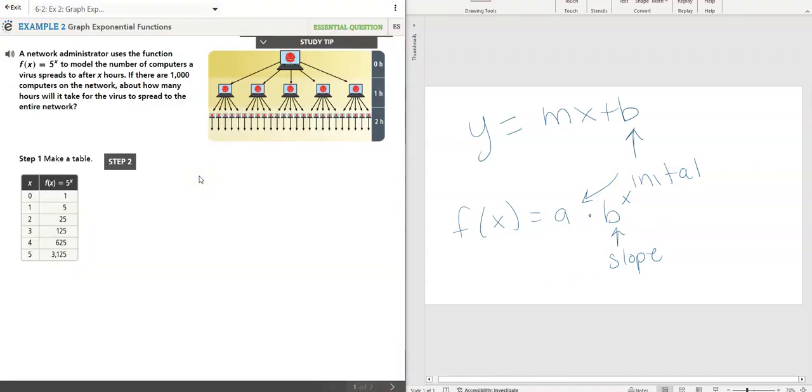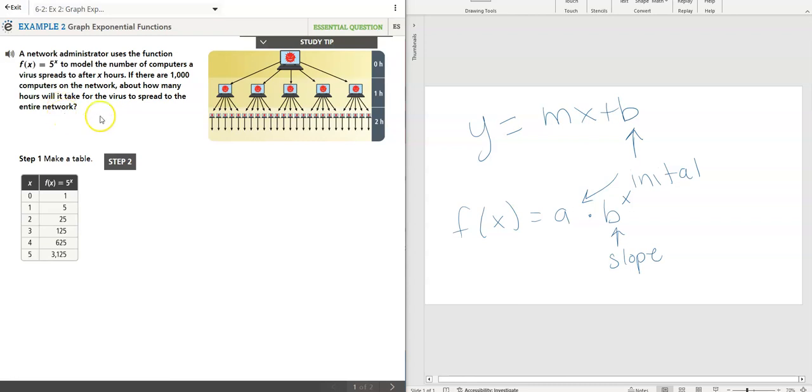Okay, so we're going to go ahead and take our information about exponential functions and apply it to a word problem here. A network administrator uses the function f of x is equal to 5 to the x power to model the number of computers a virus spreads to after x hours. It's exponential because it starts with 1, spreads to 5, those computers spread to 5, those computers spread to 5, and it grows exponentially. 5 times 5 times 5 times 5.